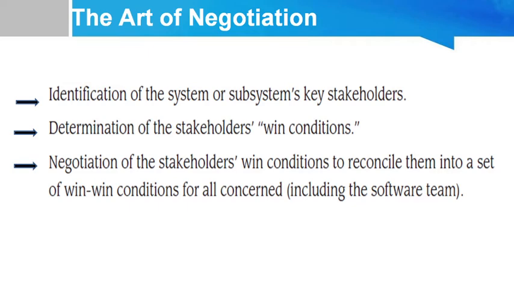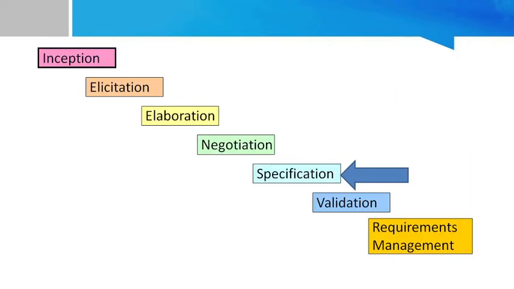The art of negotiation includes the identification of the system's or subsystem's key stakeholders, determination of the stakeholders' win conditions, and negotiation of the stakeholders' win conditions to reconcile them into a set of win-win conditions for all concerned, including the software team.